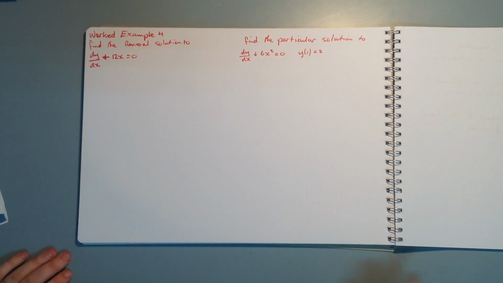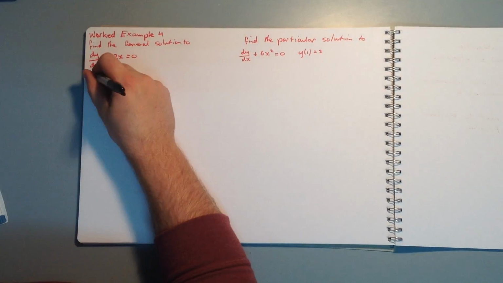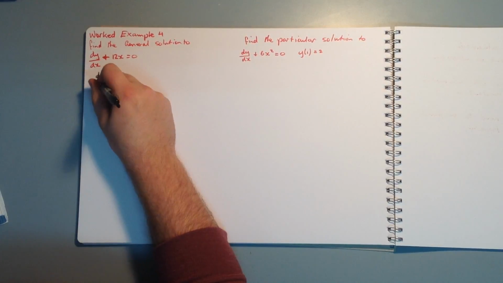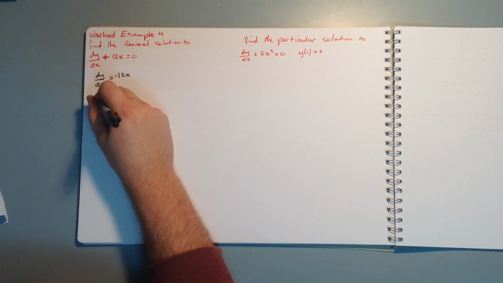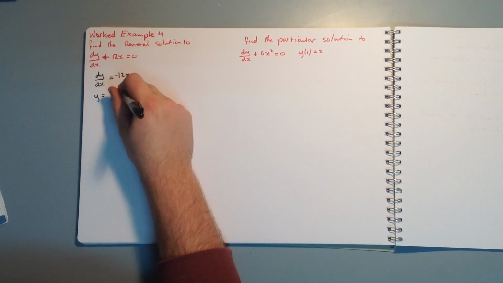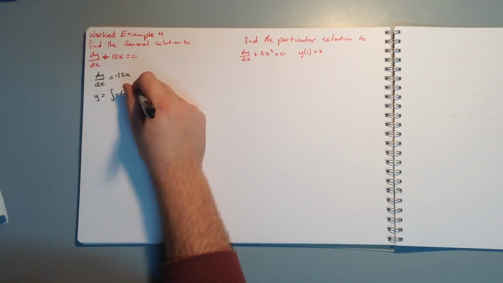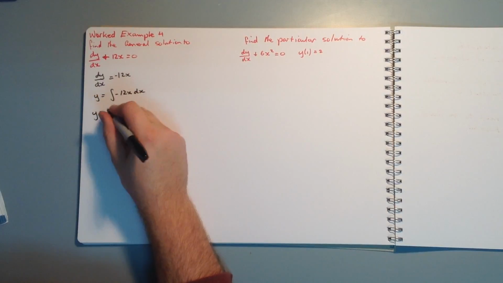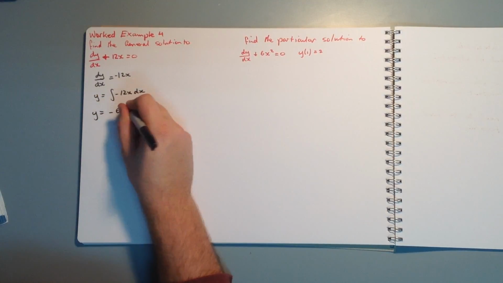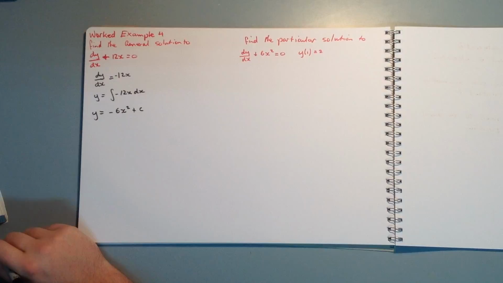Worked example 4 is find the general solution to dy/dx plus 12x equals 0. What we do is rearrange it to make dy/dx equals minus 12x. So y is equal to the integral of minus 12x dx. That means y is equal to negative 6x squared plus c. And that's all there is to it for that first one.